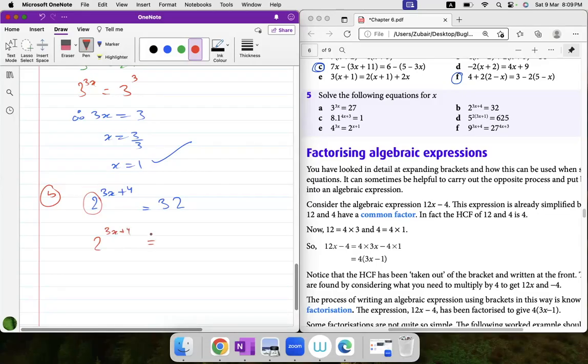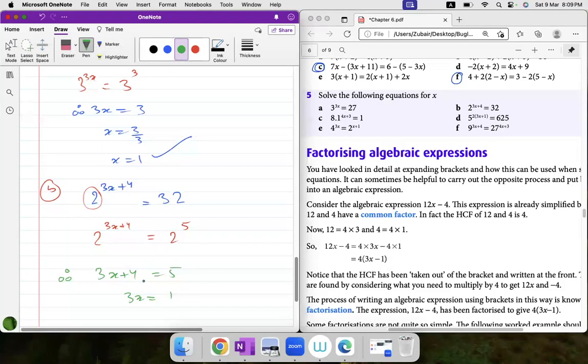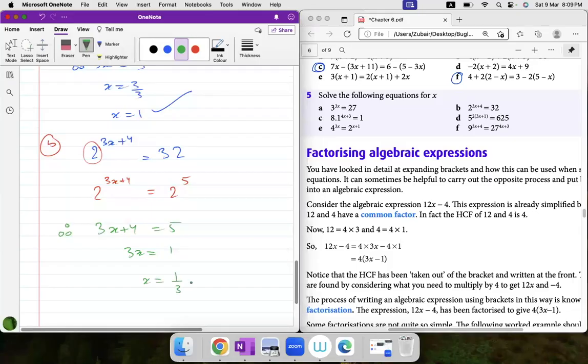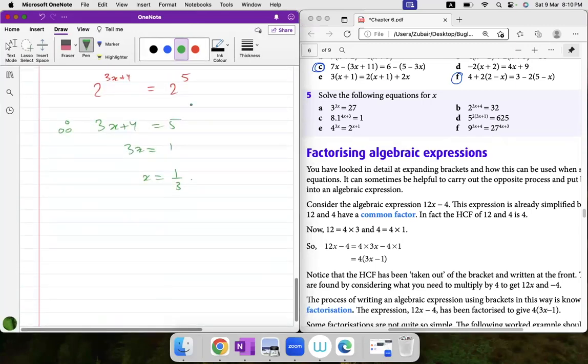2 to the power of 4. No, 2 to the power of 5. Yes. So then it'll be 3x plus 4 equals to, it needs to equal to 5. Therefore, 3x plus 4 equals 5. So x is equals to 1 over 3. That's right.